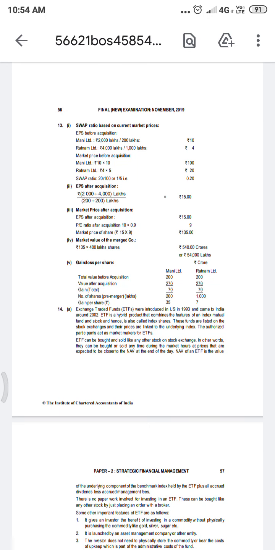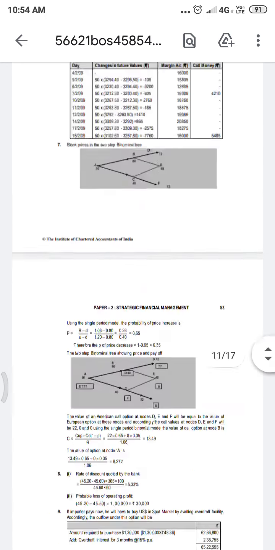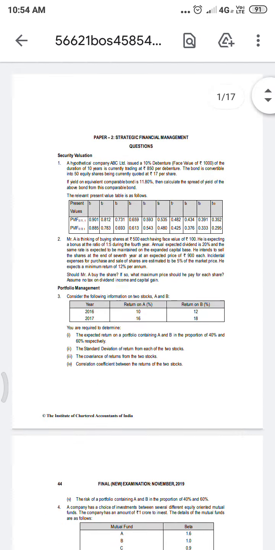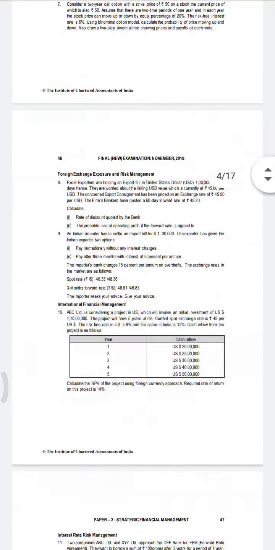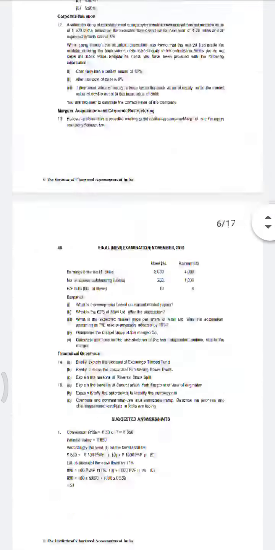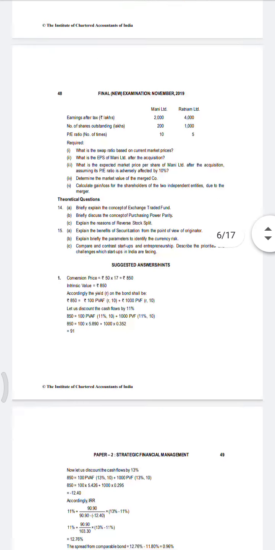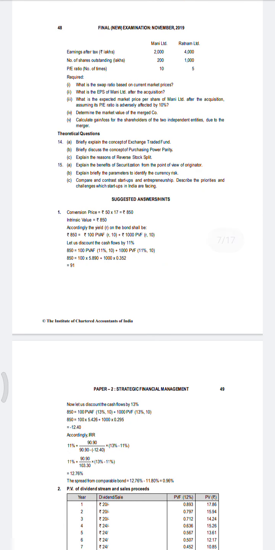Theory questions of SFM RTP. We will start with question number 14a. Briefly explain the concept of exchange traded fund.